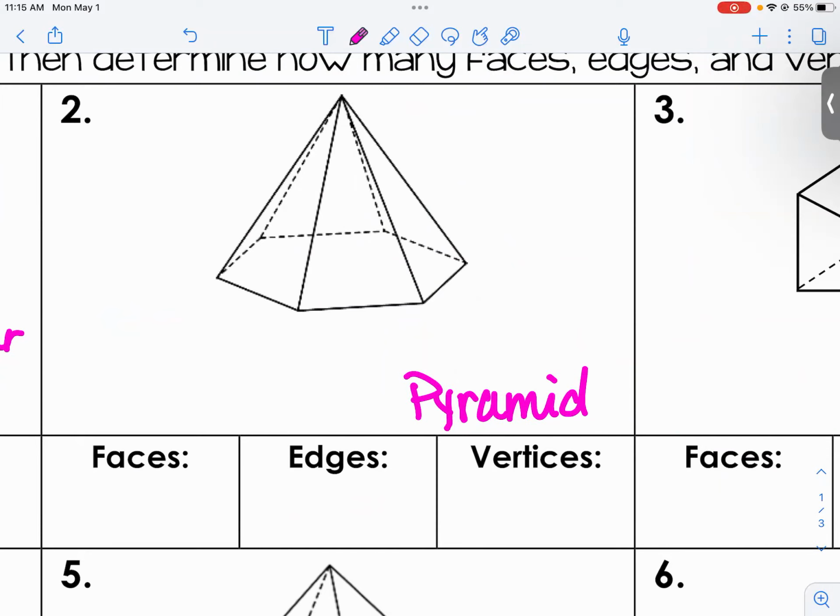Well, hold on. Pause. Let's talk about the faces. What are all the sides that we can touch? We can touch the bottom. And then the side. And then how many sides are there? 6. Okay, so we have a total of 7 faces. We can touch the bottom, and then there's 6 triangular sides. All right, let's use our pencil and let's just make a dot on all of the corners.